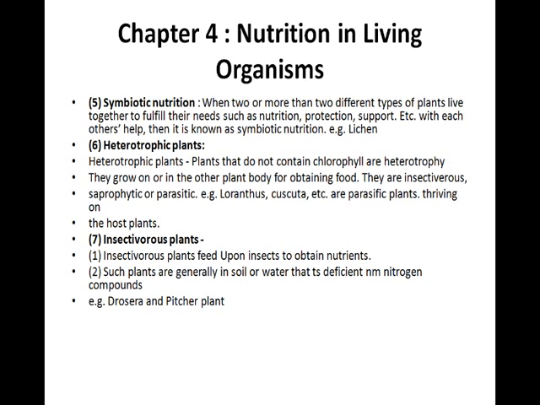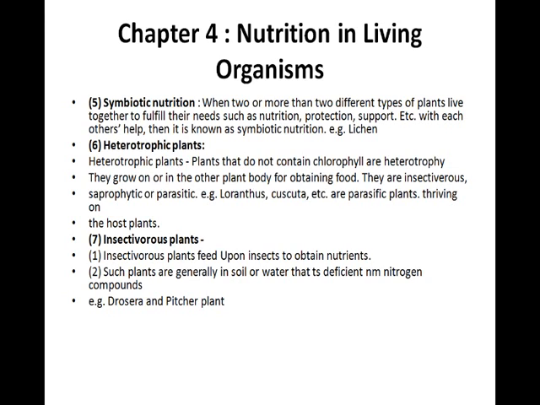Symbiotic nutrition is when an organism is totally dependent on another organism for its nutrition or protection or support, and mutually they also fulfill each other's needs. So this type of organism is known as symbiotic nutrition, जो एक दूसरे के ऊपर मतलब इक्वली डिपेंडेंट हो. For example, one for nutrition and the other organism for its protection.